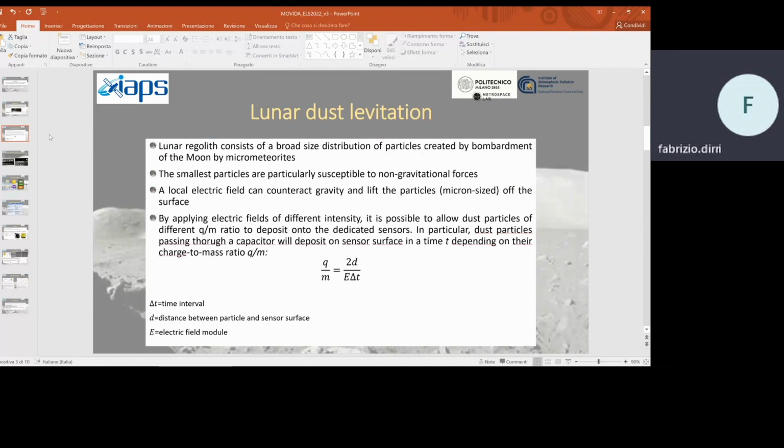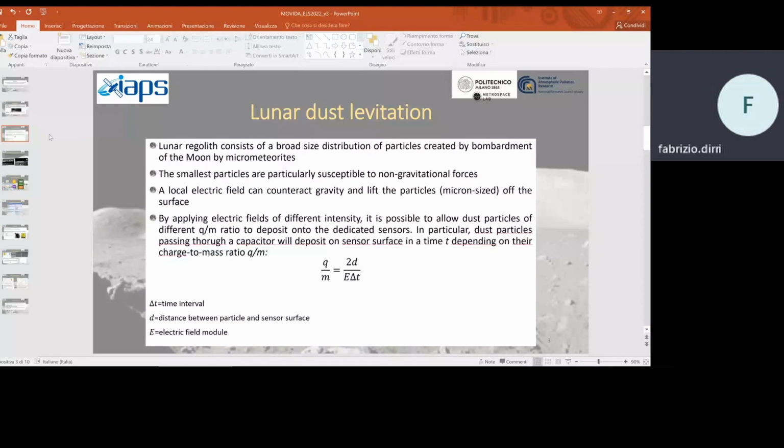Okay, I am at the third slide, and I was just saying that the lunar regolith consists of a broad distribution of particles created by bombardment of micrometeorites, etc. And in particular, smaller particles are susceptible to non-gravitational forces.